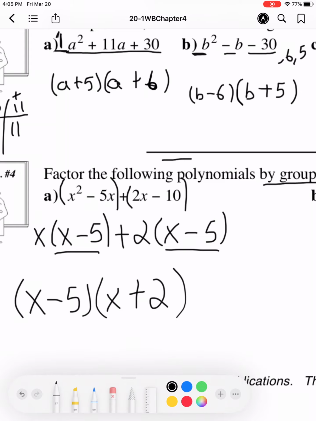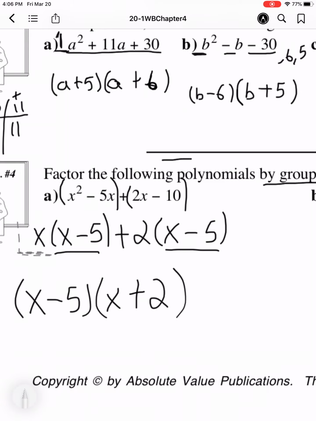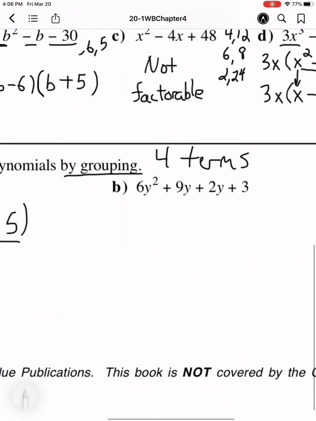That x plus 2 comes from what's left when I take the x minus 5 out of each group: the x from the first and the 2 from the second. So that's what's going to happen there. So let's try the other one here.